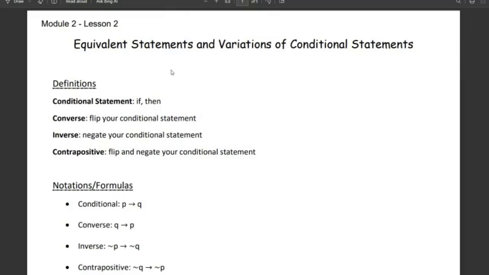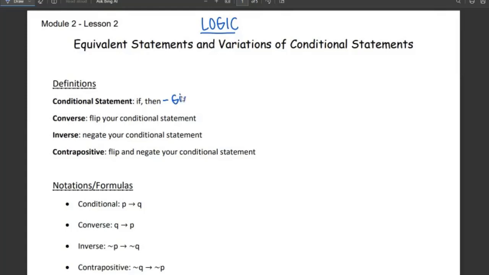Okay, so we're still in Module 2 over logic. This is Lesson 2. It is a lot longer than Lesson 1. We talk about equivalent statements and variations of conditional statements. So some of the definitions, we have a conditional statement and it says if then.